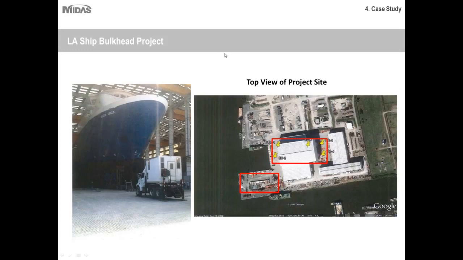And then, so here's my next project, or my next case study. It's the Louisiana Bulkhead Project. As you can see, here's just a top view of the project site, and it involved the transportation of these large ships here. The client for this project was responsible for the bulkhead itself, and the ships would be transported from the warehouse just over to the shore.